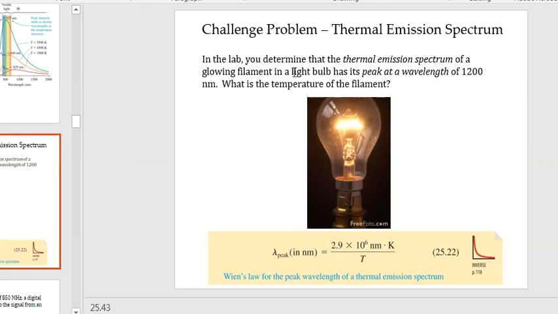Could you determine the temperature of a filament if you measured the spectrum of the light bulb and found that its peak wavelength was 1200 nanometers? Well, let's go ahead and take a look at that.